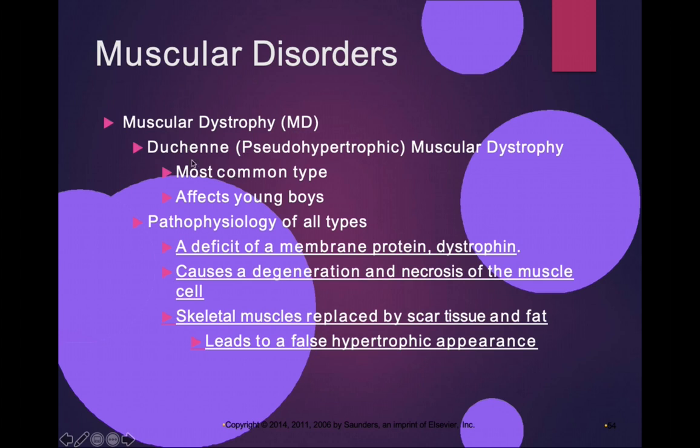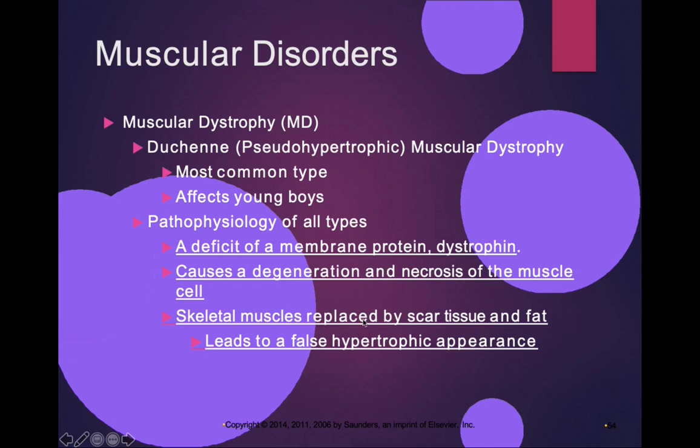The most common type is Duchenne's. It affects young boys, and it's a deficit of a membrane protein, right? When we talk about muscle proteins, there's actin and there's myosin. Those are the contractile proteins, and then we have regulatory proteins like troponin and tropomyosin, but then we have structural proteins, and one of them is called dystrophin. So in muscular dystrophy, it causes a degeneration of the muscle, but also a necrosis of the muscle.